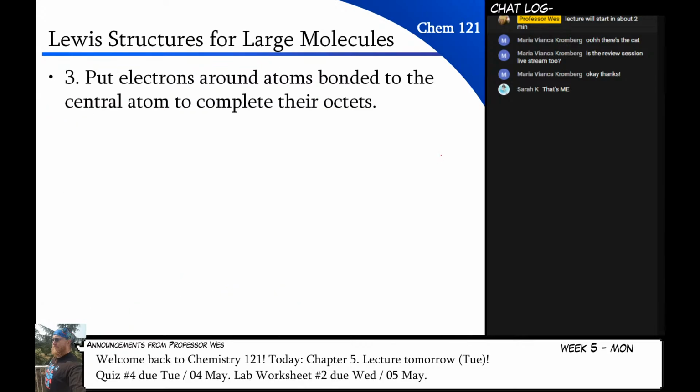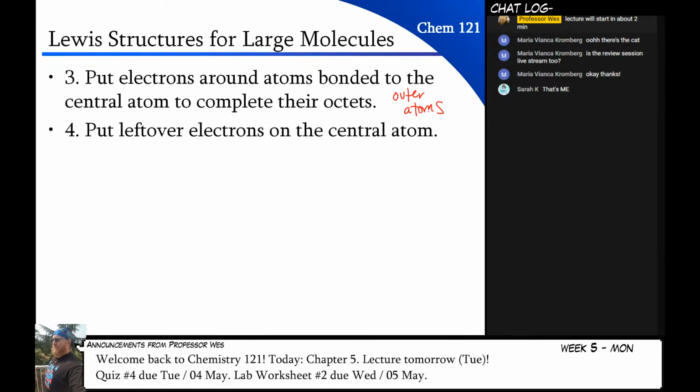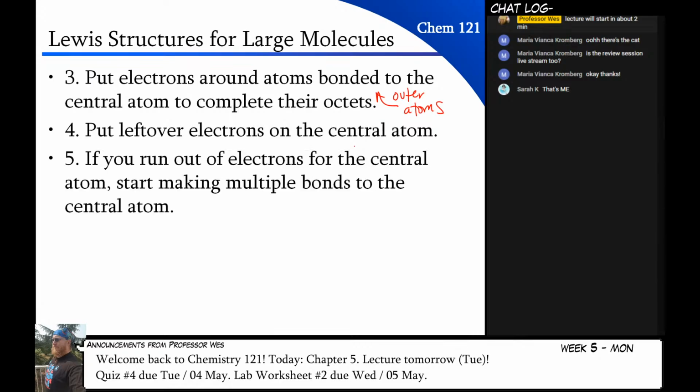Once you have everything basically hooked up, you're going to put electrons around the outer atoms first. So it says here around atoms bonded to the central atom. So this is just the outer atoms. Once you have given an octet to all of the outer atoms, you're going to then put anything left over on the central atom. And then finally, if you run out of electrons and you can't get an octet on the central atom, then you start making multiple bonds by moving electrons around.